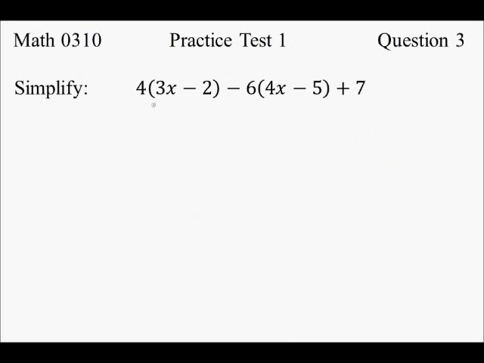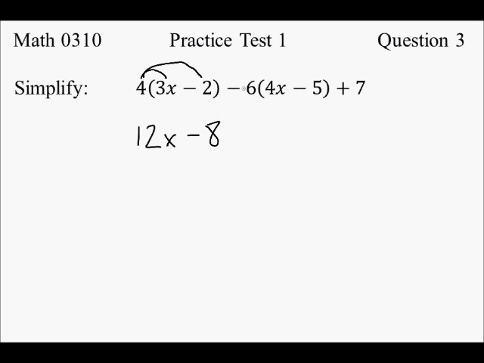Question 3, simplify 4 times this quantity here minus 6 times this quantity plus 7. We look inside the parentheses, we see that both sets of parentheses have no like terms that can be simplified inside, so we just start with the multiplication. Here we're going to have 4 times the term 3x, so 4 times 3 gives us 12x. And then 4 times negative 2, or a minus 2. 4 times 2 is 8, and this is a positive times a negative, so we get a negative there.